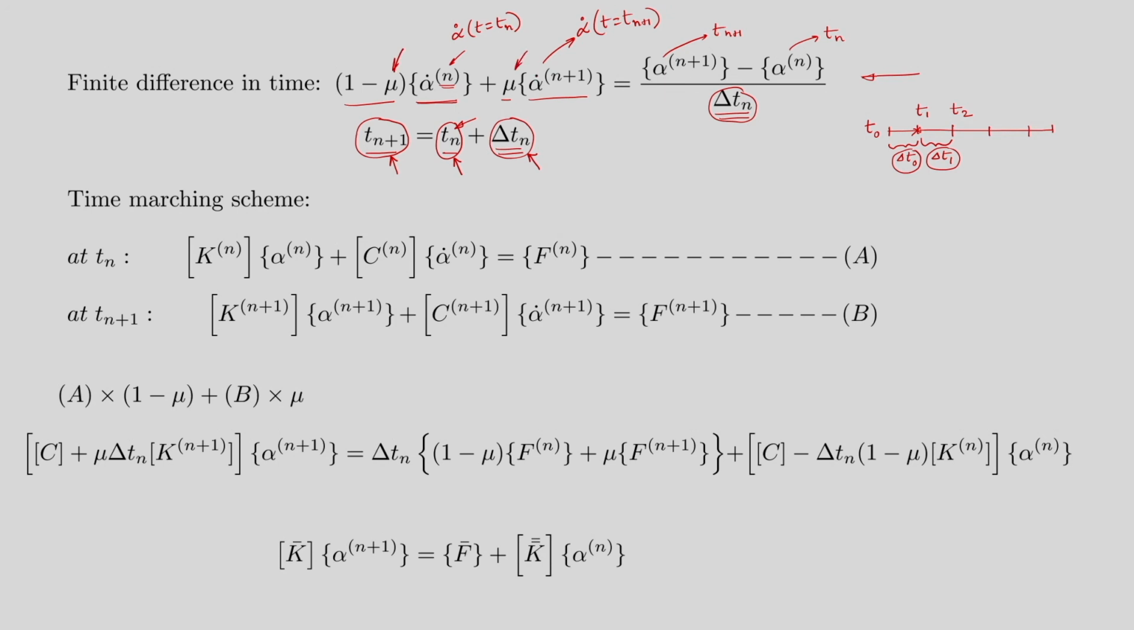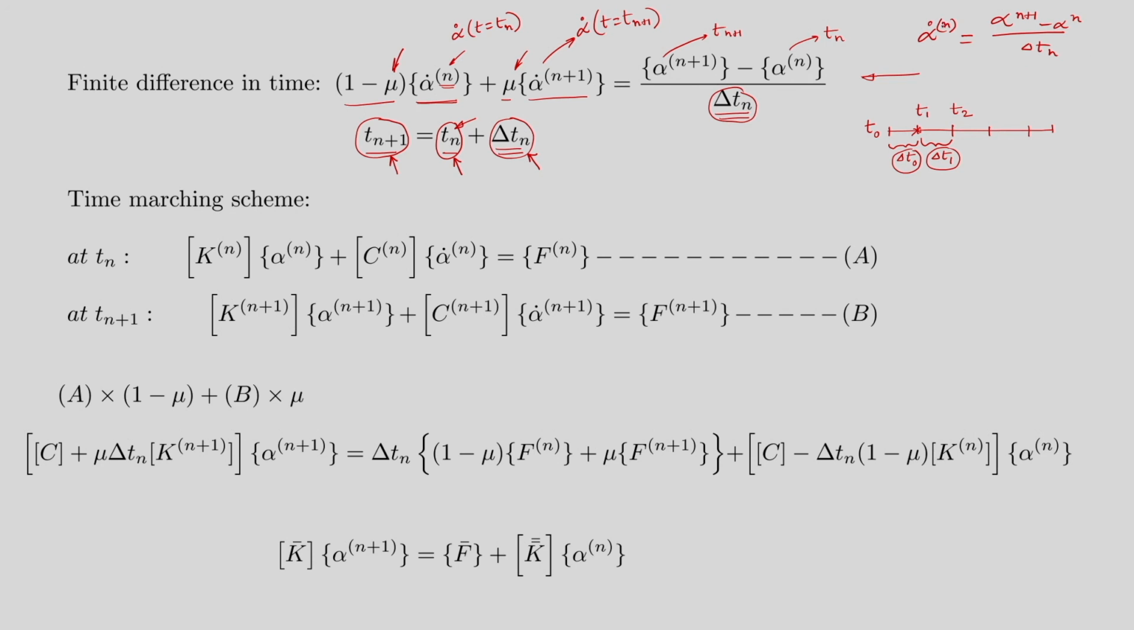Depending on the choice of mu, we have different integration rules. If I take mu equal to 0, then we get alpha dot at time instant n is equal to alpha at n plus 1 minus alpha at n by delta t n. This is called the forward finite difference rule, the Euler forward method.